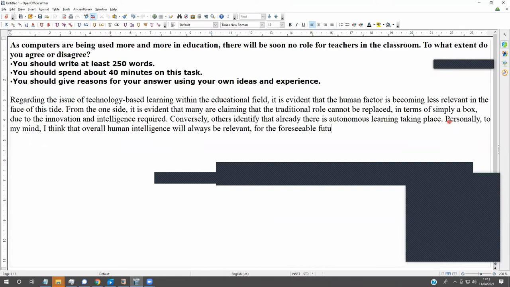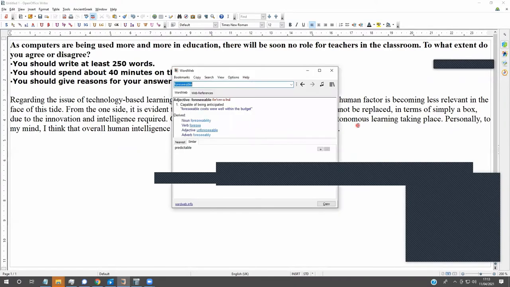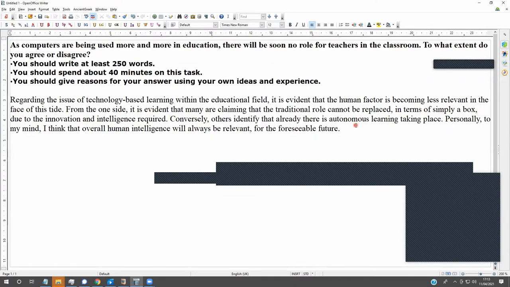Okay. Yeah, so I think the overall human intelligence will always be relevant for the foreseeable future. Okay, I think I spelled that incorrectly. Okay, so let's say, personally, others are taking place, and that individuals and learners want to be more individualistic. And the person's mind, I think, overall, will always be relevant to the future.